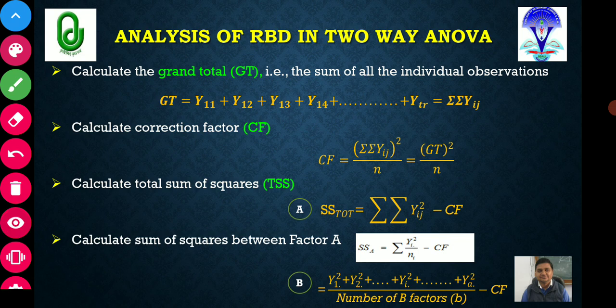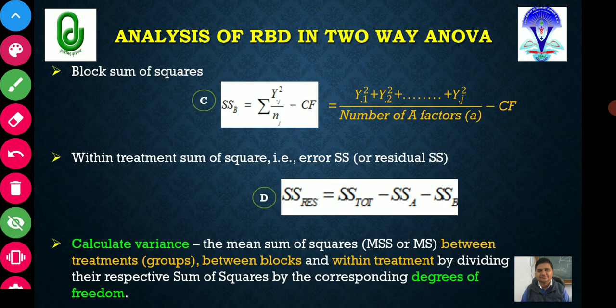Likewise, the next one is the block sum of squares or breed sum of squares. So this will be denoted by factor C. Sum of squares due to breed is equal to summation y dot j square divided by the total number of observations in that particular breed. So what we will do, we will sum the breed 1, square it, and divide by the total number of the factor, that is the feed factor.